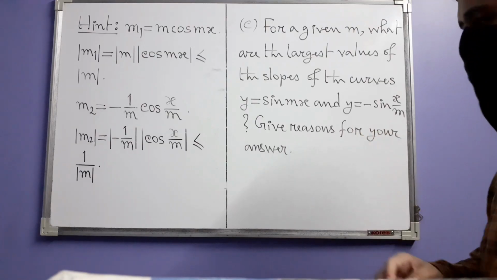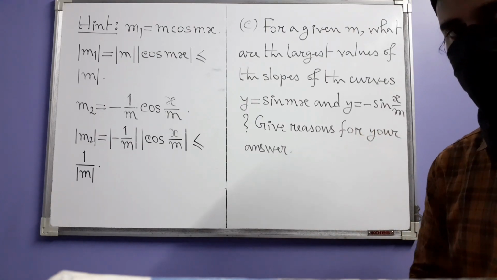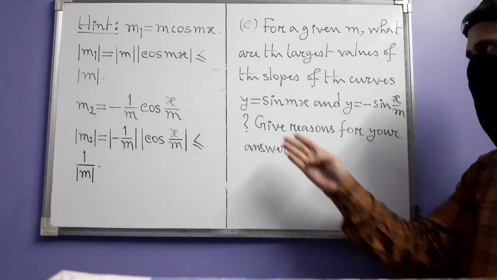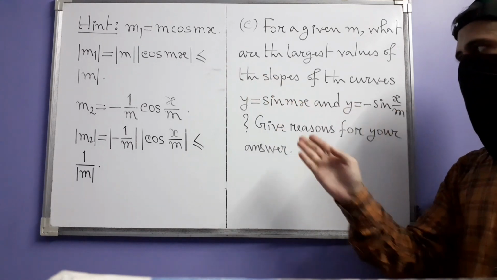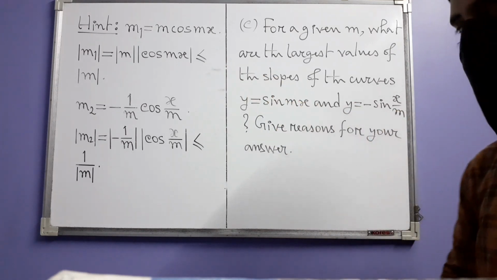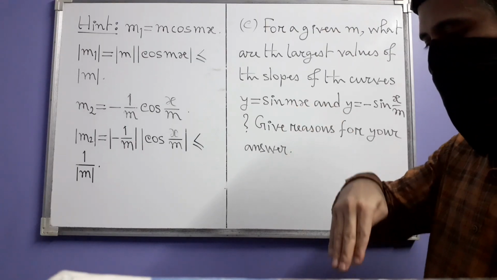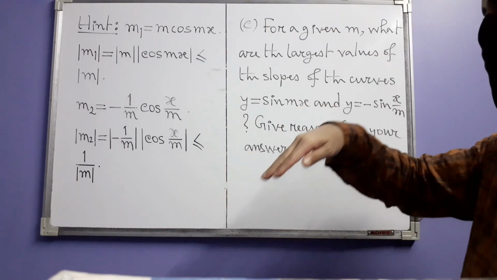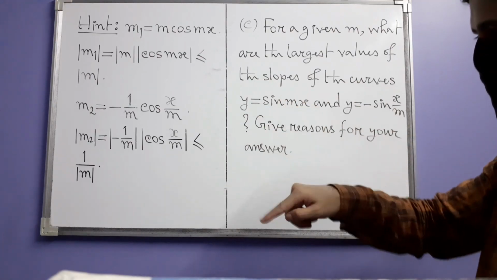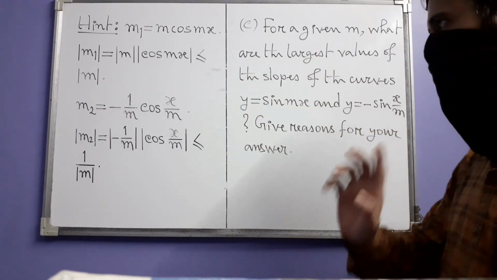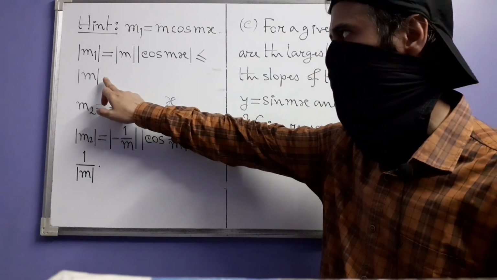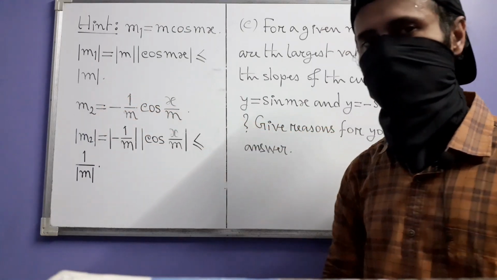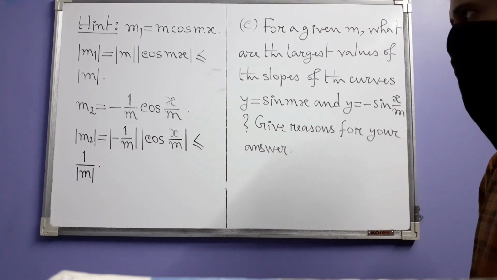Depends on m how the curve actually will look, but you can understand that it will just be a sine curve, both of them. m will determine how steep the curve will be, whether it will be something like this or something like this. Whatever the case is, on the first curve, this is the maximum slope numerically, and on the second curve, this is the maximum slope numerically.